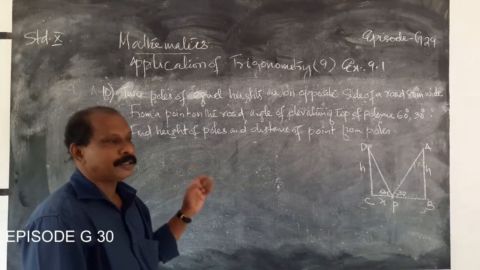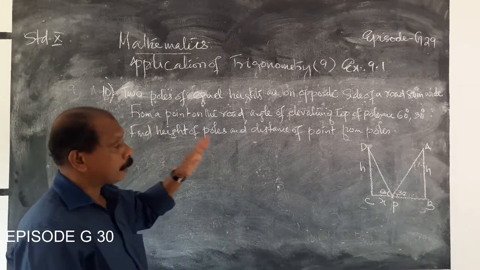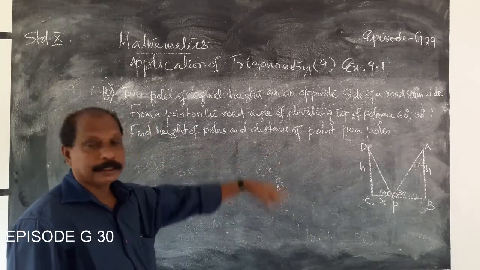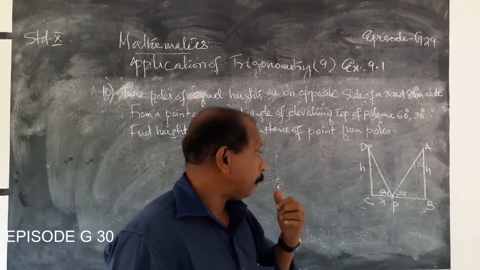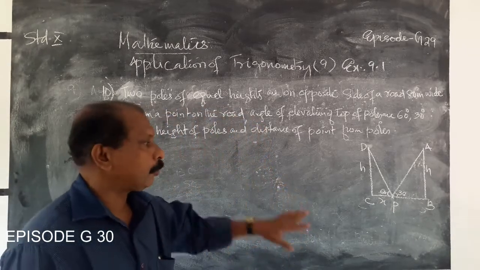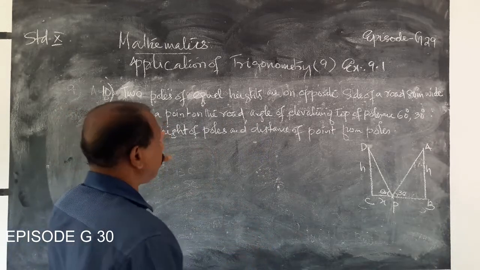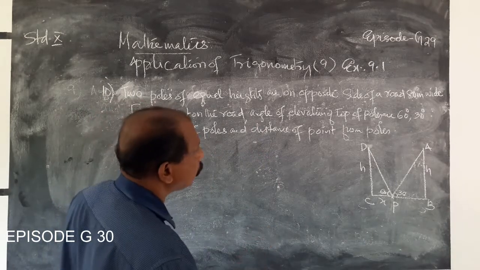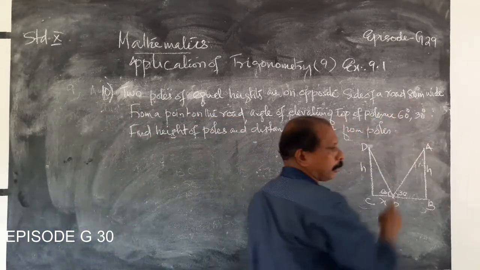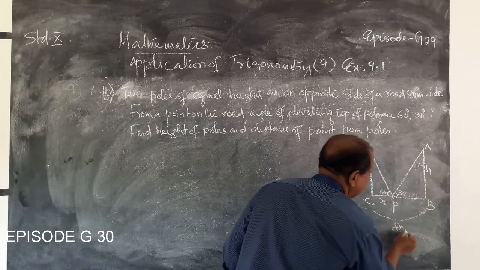The 10th question is also an important question for your board exam. That means there are two poles. That is AB and CD are the poles. They are of equal height. That is AB is equal to CD. They are equal to H. And the road between them is 80 meter wide. Therefore, this length is 80 meter.